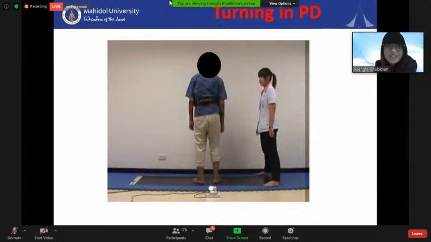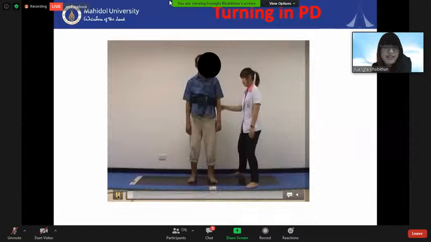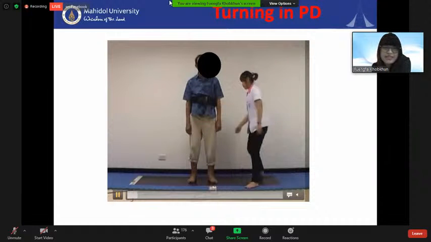You guys can try turning 180 degrees now. How many steps do you use? How much time do you use? I guess you might use just 1 or 2 steps, right? But for Parkinson's, you see how many steps they use. Can you count it?